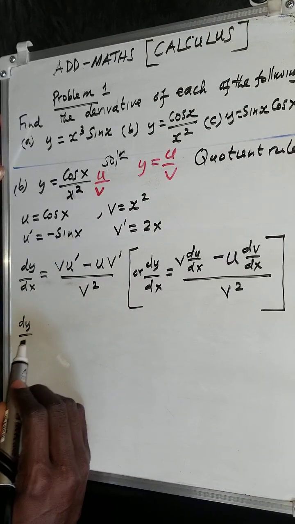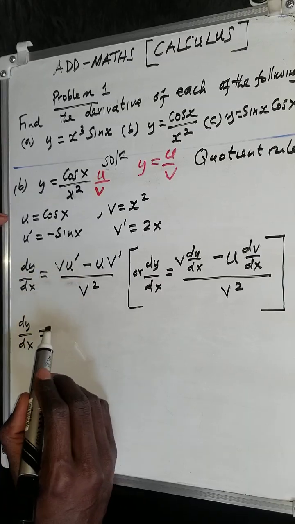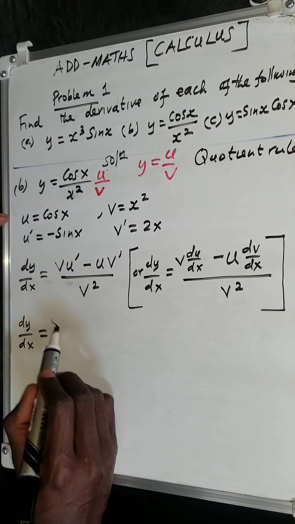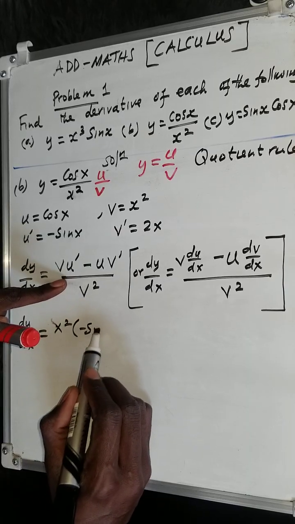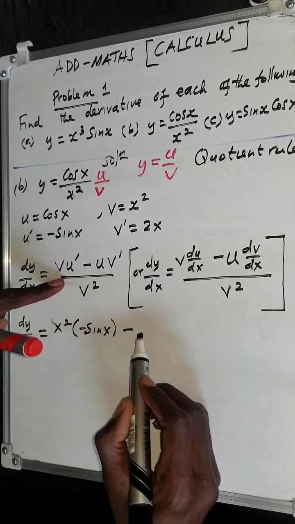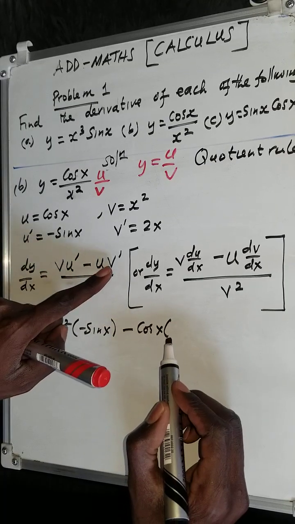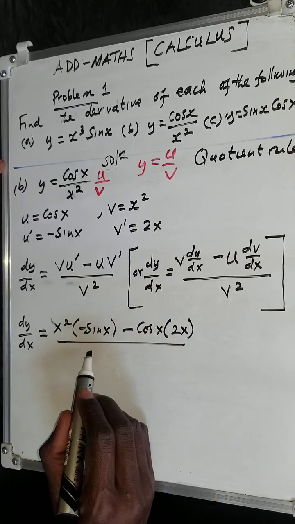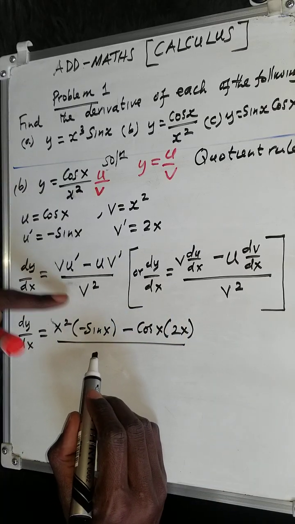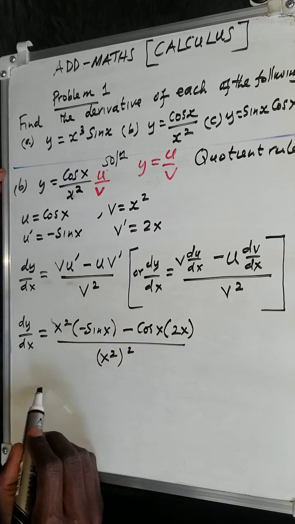It will be dy over dx equal to, what is my v? My v is simply x squared. And what is the derivative of u? It is negative sine x. Minus, my u is simply cos x. And what is the derivative of v? It is simply 2x, and the denominator is v squared, which in this case is x squared, raised to the power 2.